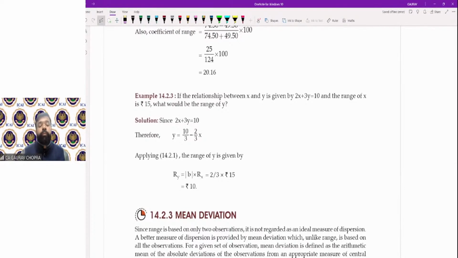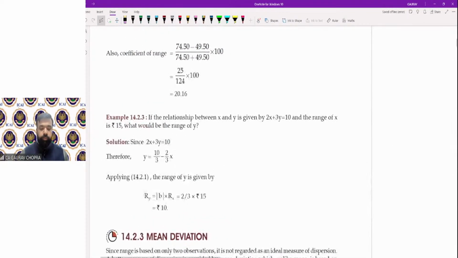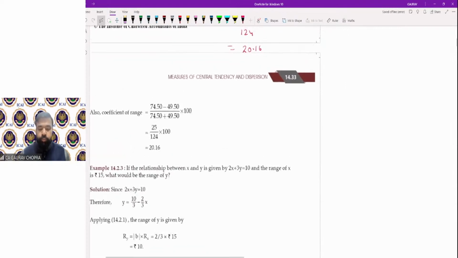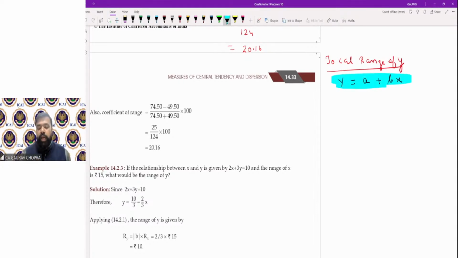Now, sometimes information is given in terms of an equation. Then how can we calculate range? To calculate the range of y, you must understand the format y is equal to a plus bx. This is the most common format of an equation. A common format of an equation is y is equal to a plus bx.